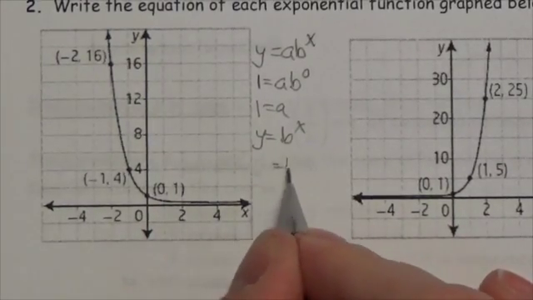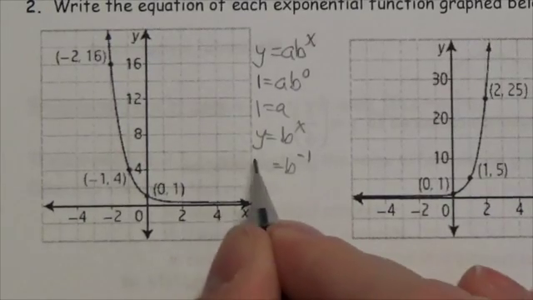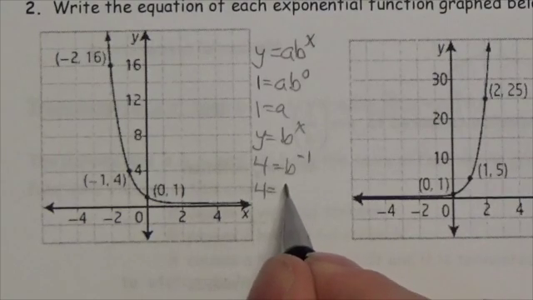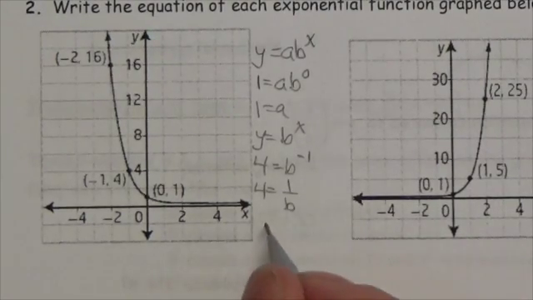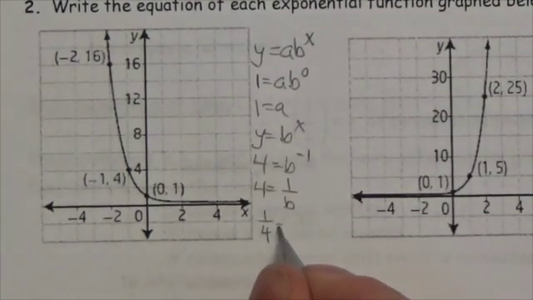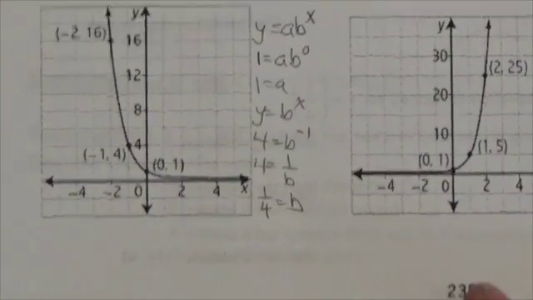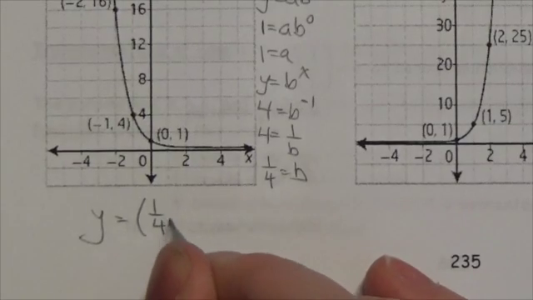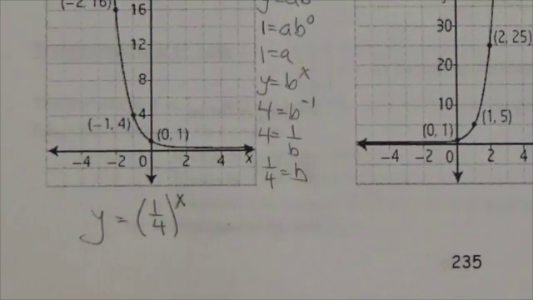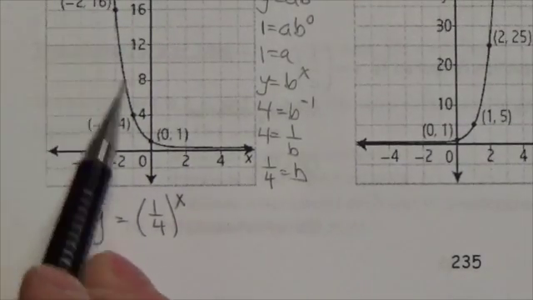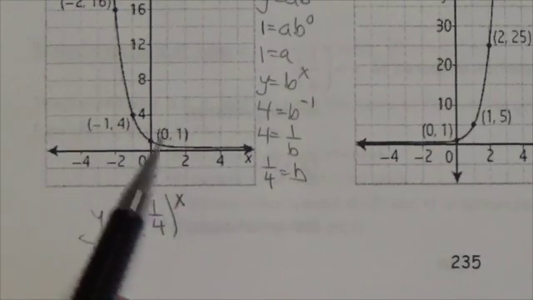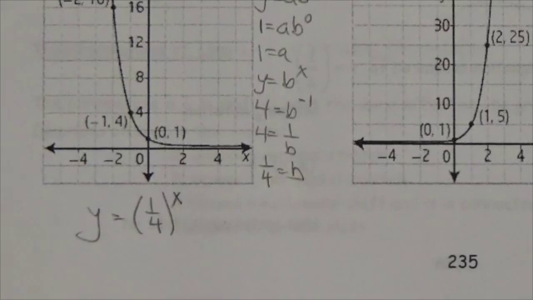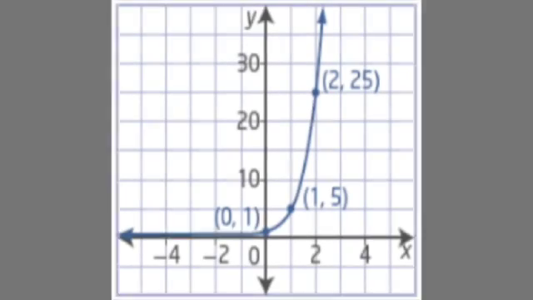Let's choose this one. So if I plug in -1 for x, the value is 4. Well, that means b to the negative 1 is 1 over b. And if I reciprocate both sides here, I get that b is equal to 1/4. So therefore, I can write that this equation must be y equals 1/4 to the x. And that's perfectly consistent with what I was expecting, because I know that when a function looks like this, it's a decay function, that the base should be between 0 and 1.